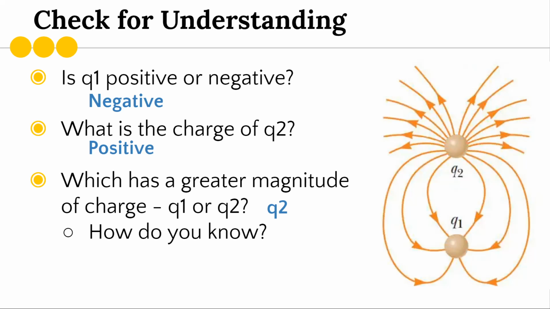Okay, so Q2, and then how do we know? Again, there are a lot more field lines around Q2 than there are around Q1, so we have a denser field, and thus that indicates a stronger charge, a greater magnitude of charge. Questions about that? I got another one.